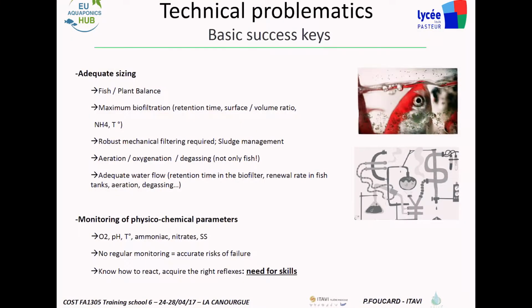So in aquaponics, what are the basic success keys? An adequate sizing between fish and plant production, and maximum biofiltration. Sometimes you should oversize your system to be sure to have no problem in the future. Maximum biofiltration means enough retention time of the water in the biofilter, enough surface volume ratio for the treatment of ammonia, which is determined by the type of media you put in your biofilter, and also the temperature and the pH.